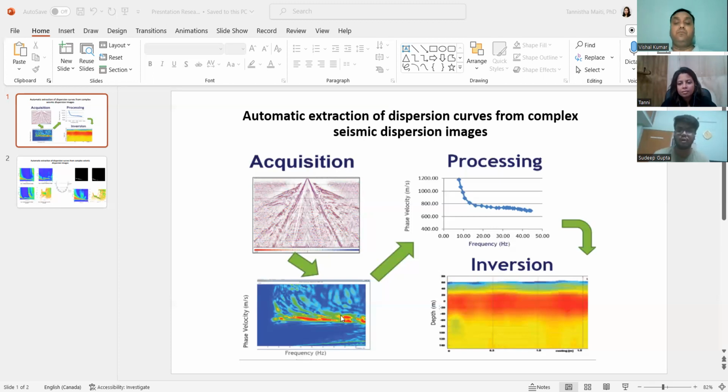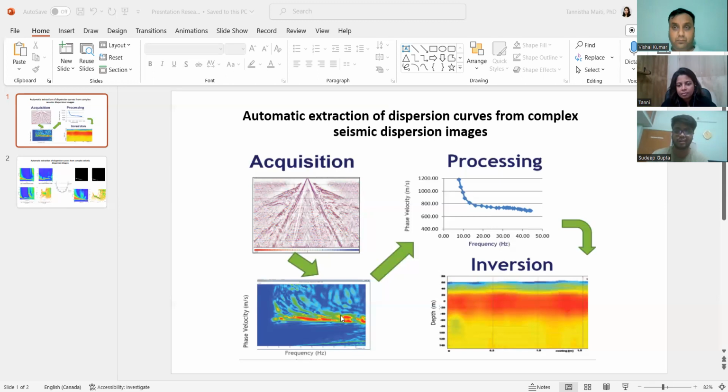So we need to automate this process, and this is where my work came in. I simply had to take a lot of these dispersion images and train a deep neural network, a convolutional neural network, which can understand and segment these images, the high energy spots, and then pick a dispersion curve out of it. The final process is the inversion, which I was not involved in. I was only involved in picking the dispersion curve.